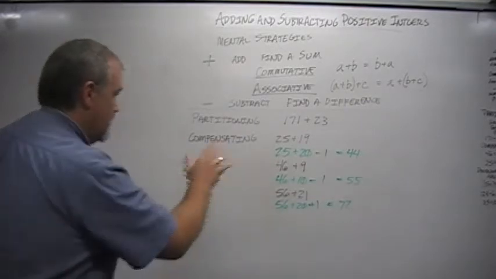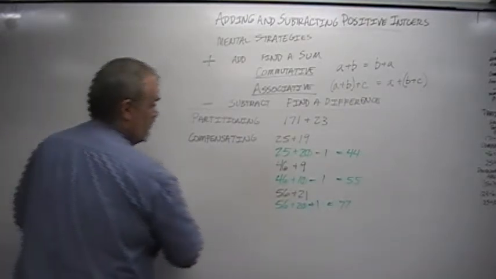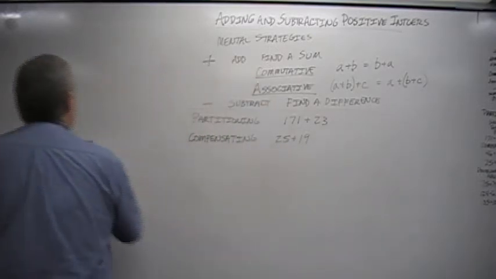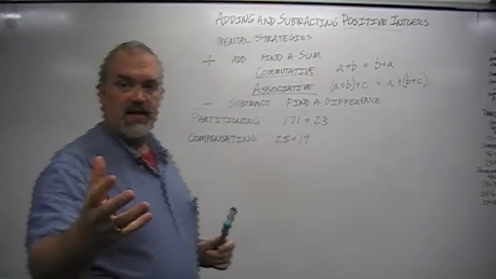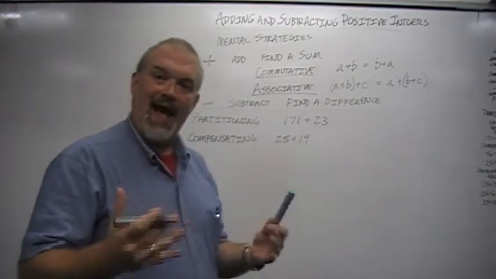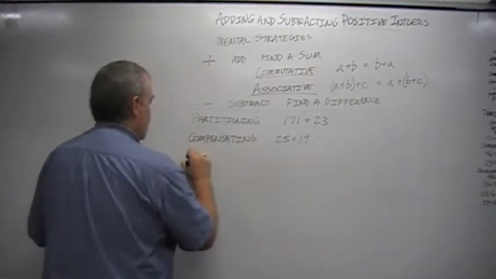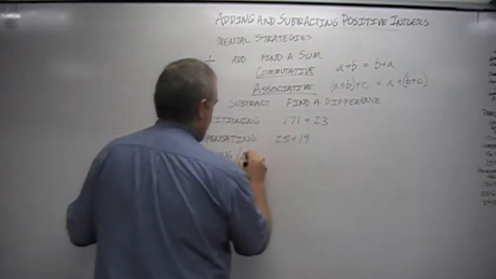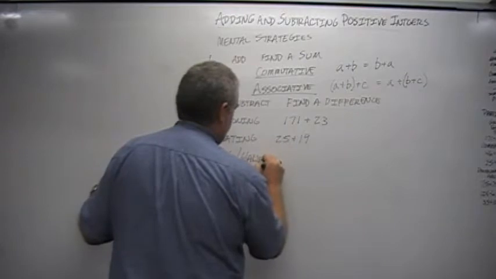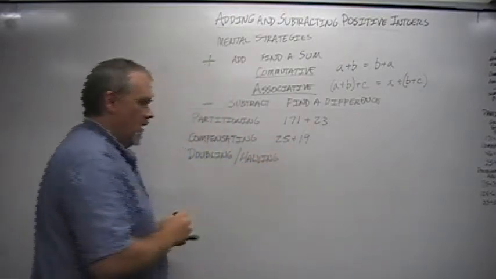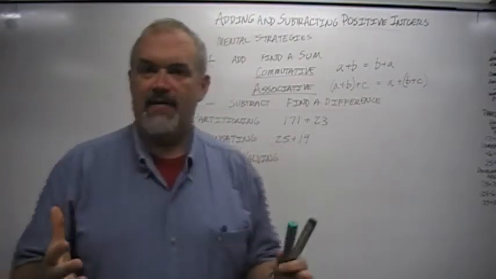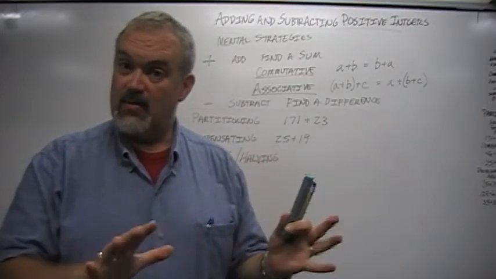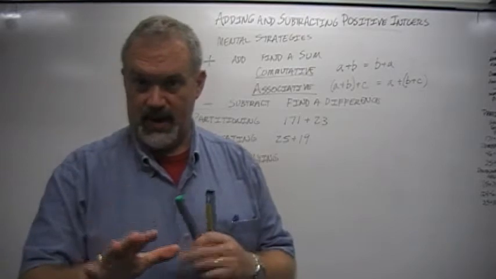So our third method, I'm going to erase this if you want to write it down. You might want to pause. Third method we're going to use is called doubling or halving. Doubling and halving is about recognizing a number that could be doubled to make it a little easier to do the addition or the subtraction.